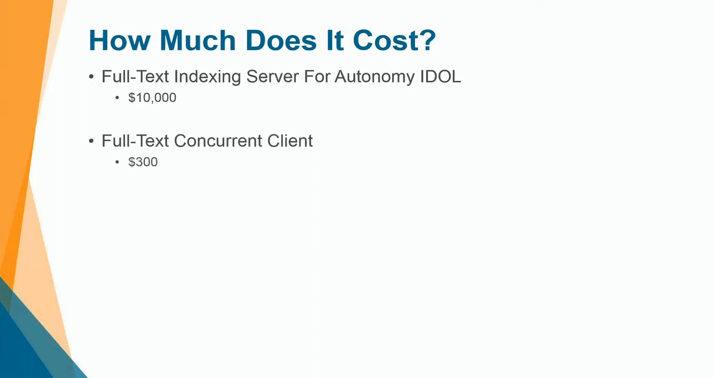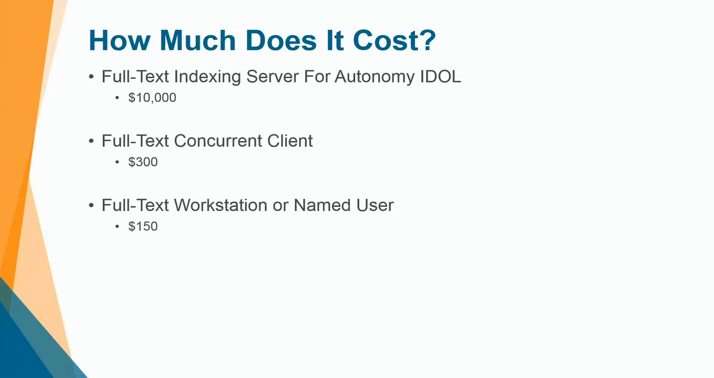And then there are concurrent as well as named or workstation full text clients that are available. You need to figure out what makes the most sense. $300 for a concurrent, $150 for a named user or a workstation.